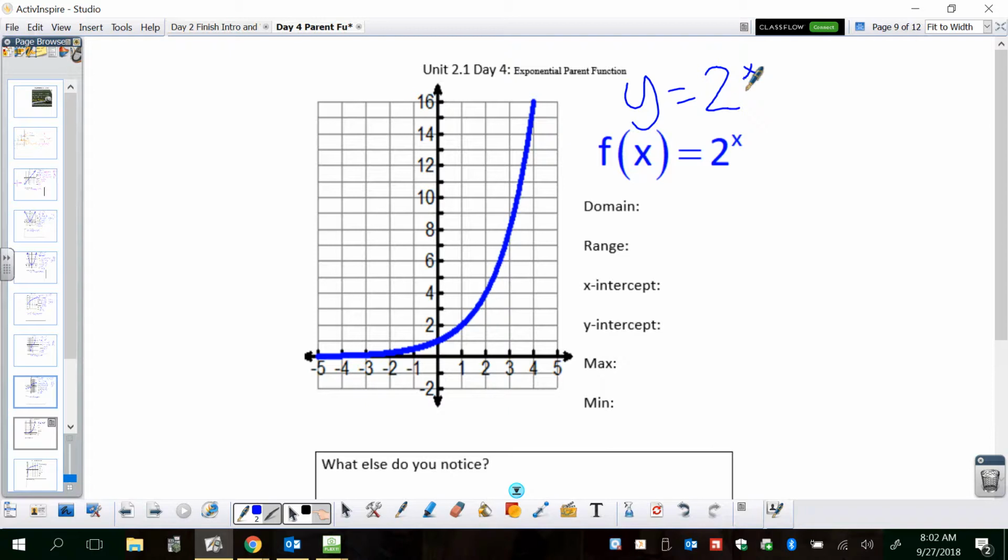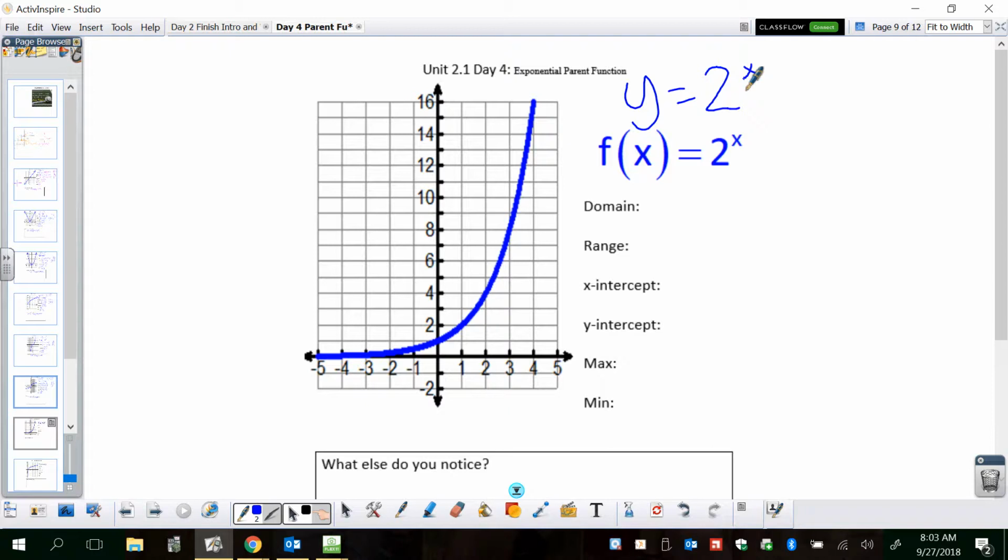Why do you think it has a number and not 1? 1 times 1 is what? 1 times 1 times 1 times 1 is what? 1. That's why it's not the number 1, because you can't have a 1 to the x power. It's just going to be 1. So it would just be a straight line at 1. Does that make sense? That's why that can't be the parent function.